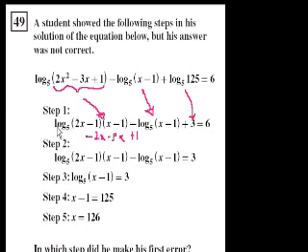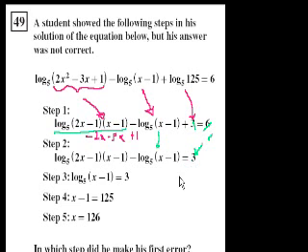All right, in the next step, he keeps this first term the same, 2x minus 1, x minus 1. Fair enough. And he keeps this term the same. And he just subtracts 3 from both sides, and this becomes 0, and then this becomes 3. Fair enough. And now what does he do in the next step?